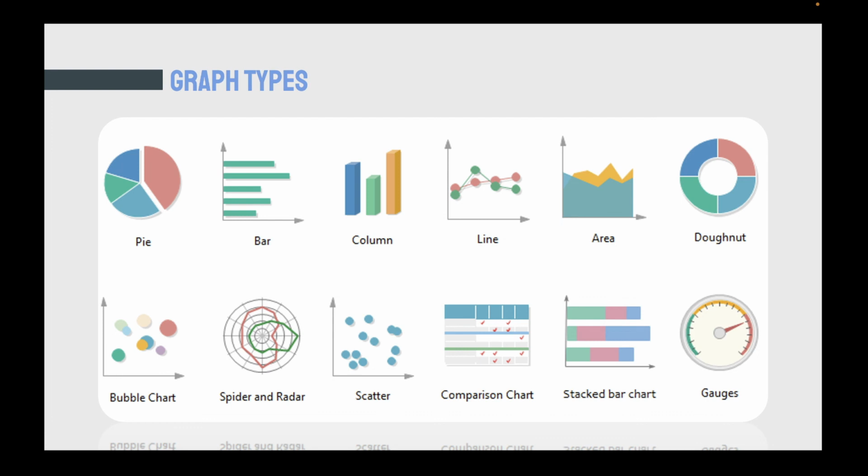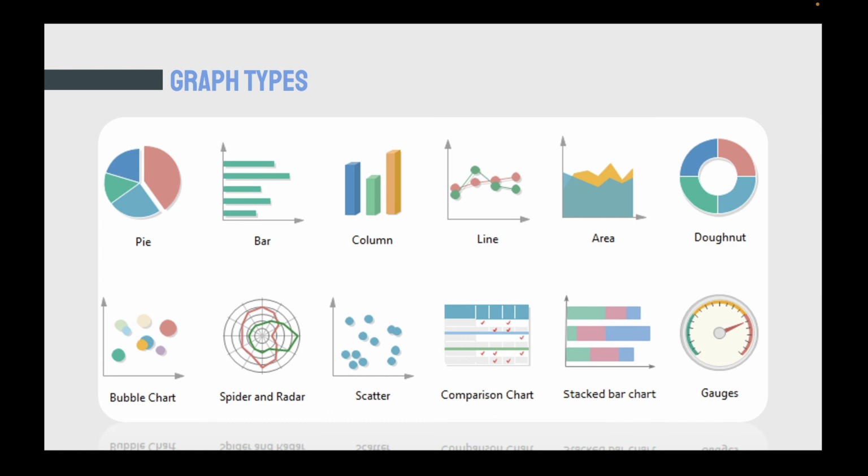Now the graph types: we have the pie graph, and we have the bar graph. The bars could be standing, or they could be in a horizontal format. Honestly, the standing bar style is more famous than the horizontal one. We have the column representation, which is what I just said. Then you have the line, where you have dots connected. You have the area: like this line, if you draw the area under the curve, that would be an area.